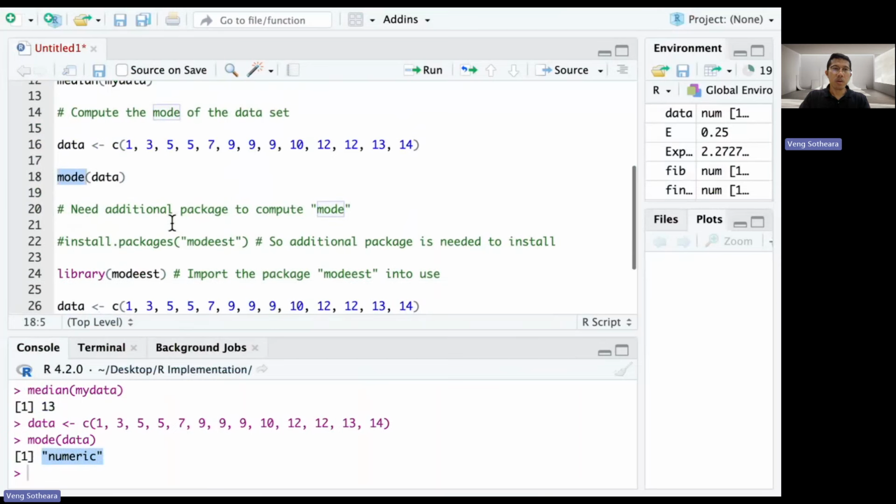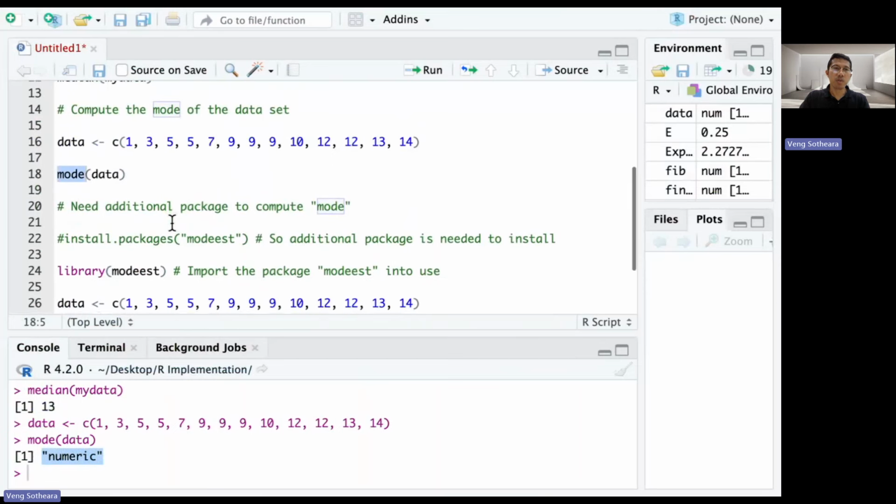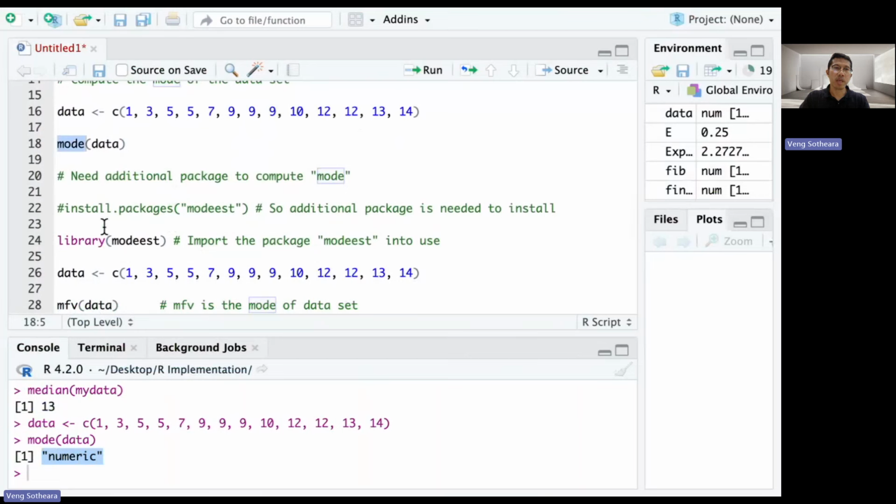So in order to compute the mode of a data set, you have to install a new package. You need an additional package to compute the mode. The package name is modeest. So usually when you want to install a new package, just use the command install.packages and put the name of the package you want to install inside quotes, right? So then just run this. You are ready to compute the mode, right?